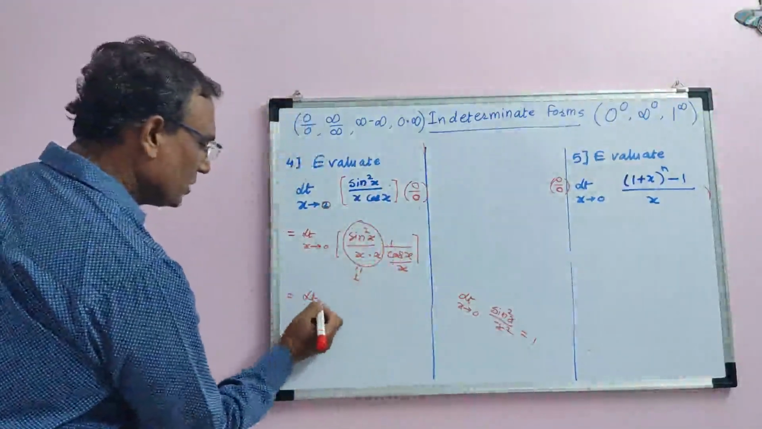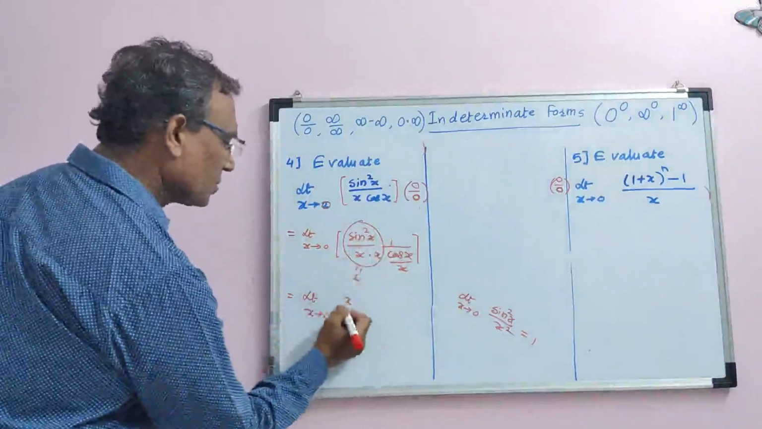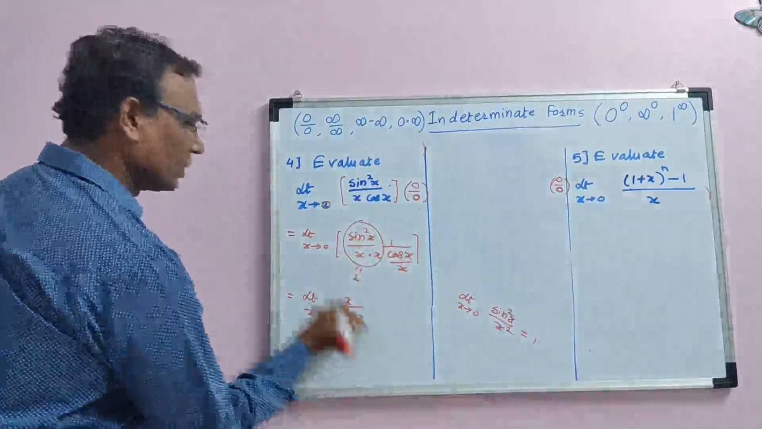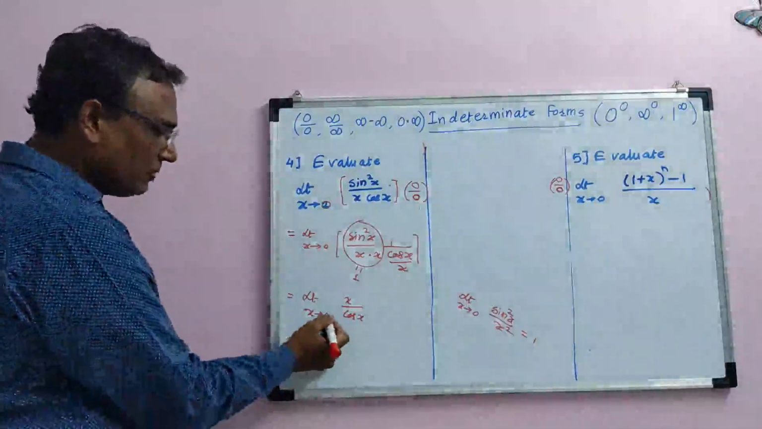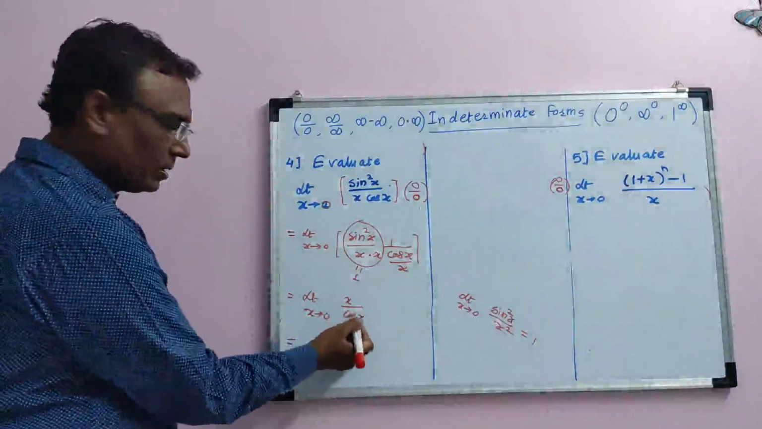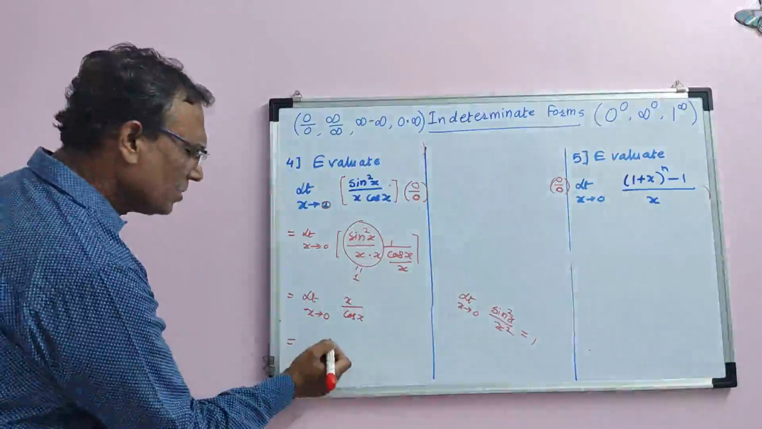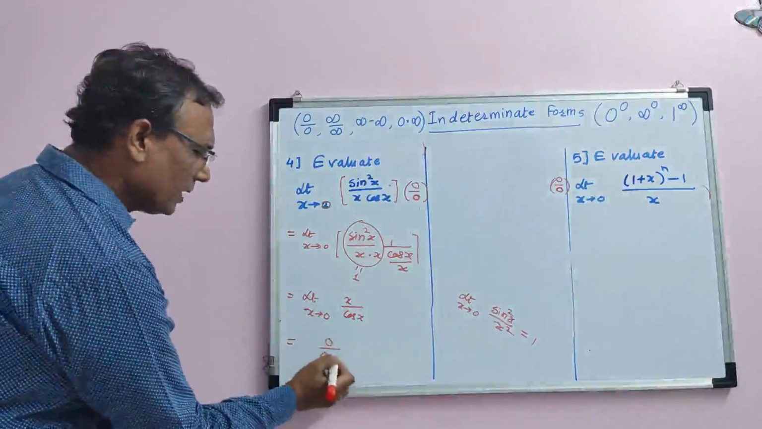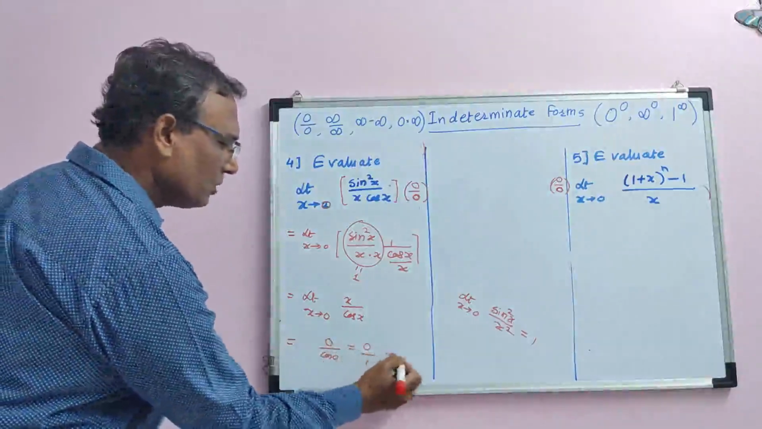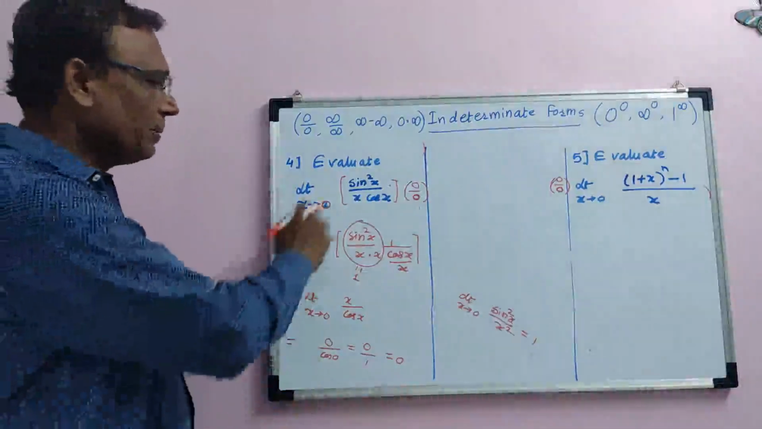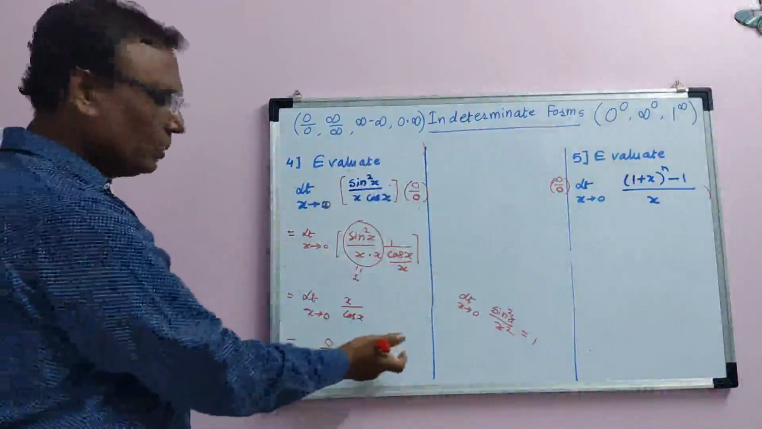Therefore, limit x tends to 0, this x will jump in the numerator, x by cos x. And now, if you put x equal to 0, cos 0 is what? 1. Means we are not getting 0 by 0 form. So put x equal to 0 directly. So 0 by cos 0 is 0 by 1, and 0 by 1 is what? 0. Means without applying L'Hospital we solved it. You can also apply L'Hospital rule and go on solving. You will be getting 0.